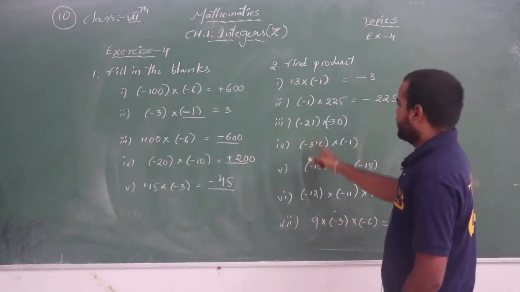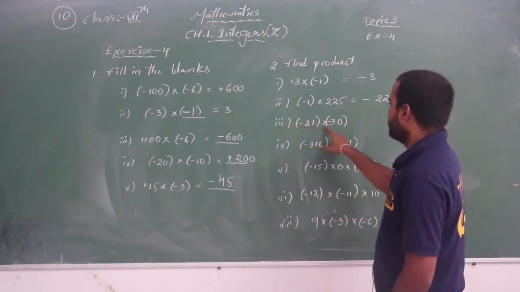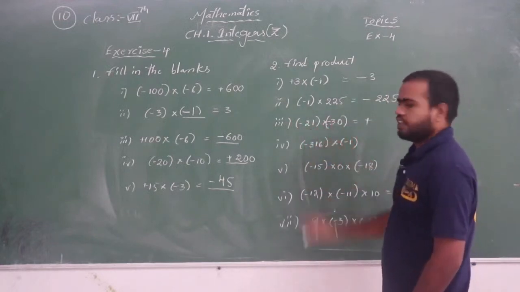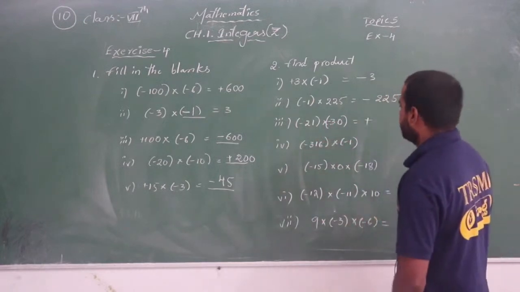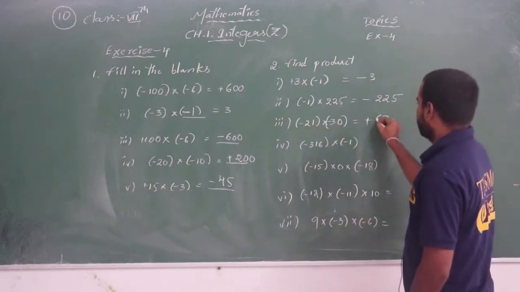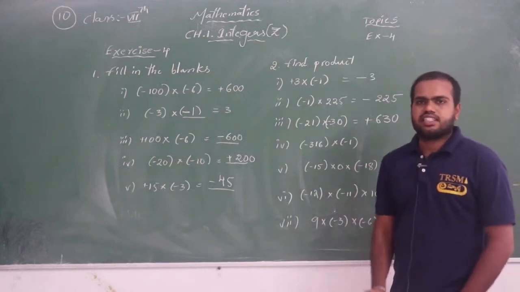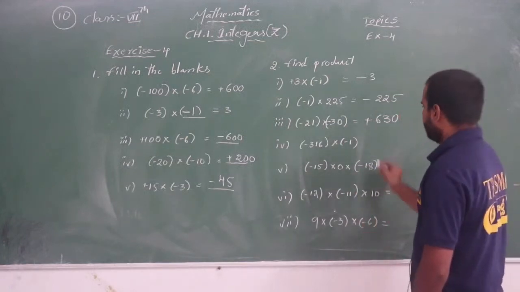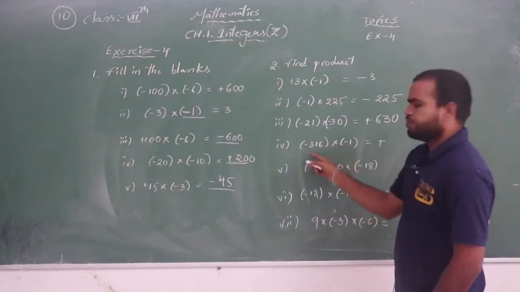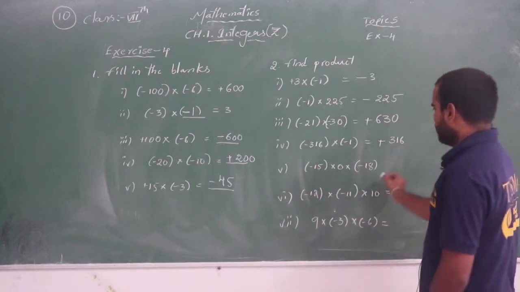Okay, what about the next? Minus 21 into minus 30. Minus into minus, first of all it is plus. 21 threes are how much? 3 ones are 3, 3 twos are 6, and 0 as it is. So it is plus 630. Now see the fourth one. Minus into minus, so it is plus. 1 into 316 is nothing but 316 only. Now see the fifth one.